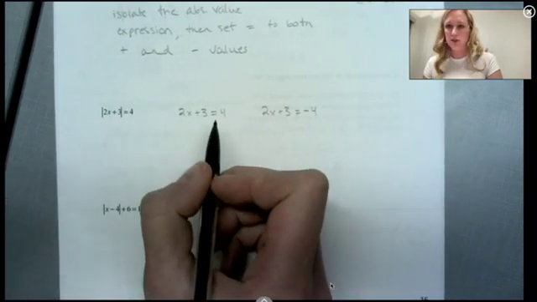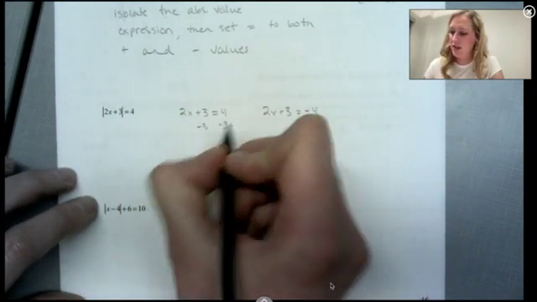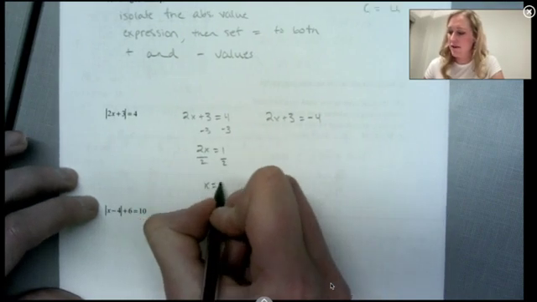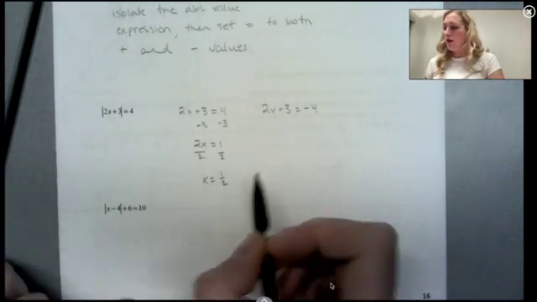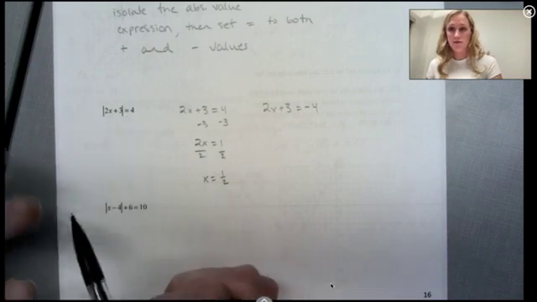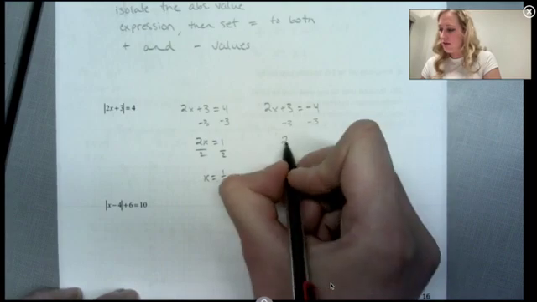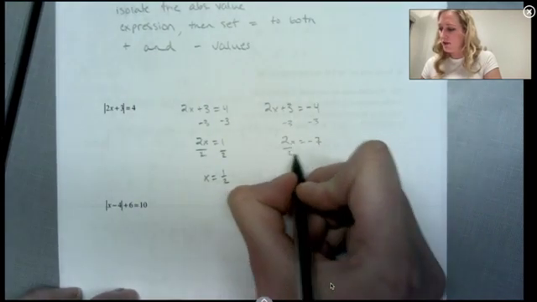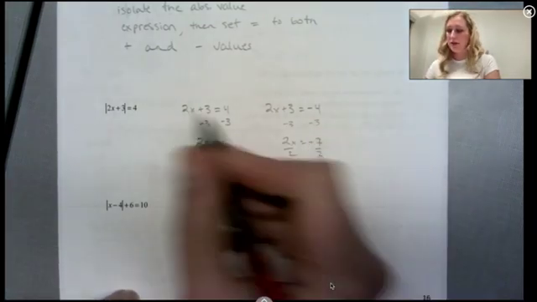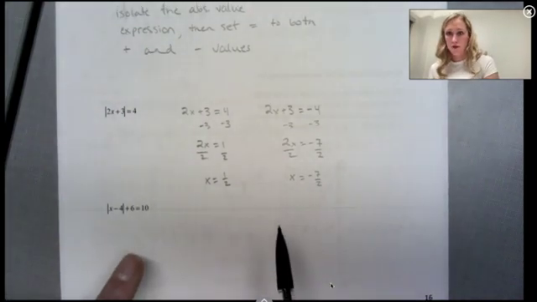Now I'm just going to solve these two equations separately, doing my typical algebra skills. I'm going to subtract 3, so I get 2x equals 1, divide by 2. So x equals 1/2 is one possible place that would solve this equation. If we plug 1/2 back in, we would find this to be a true statement. Similar to this one, we're going to subtract 3 and then divide by 2. So x equals negative 7/2 or negative 3.5. Again, if we plug this one in, we would also find that the distance is 4. So those are both solutions for this equation.